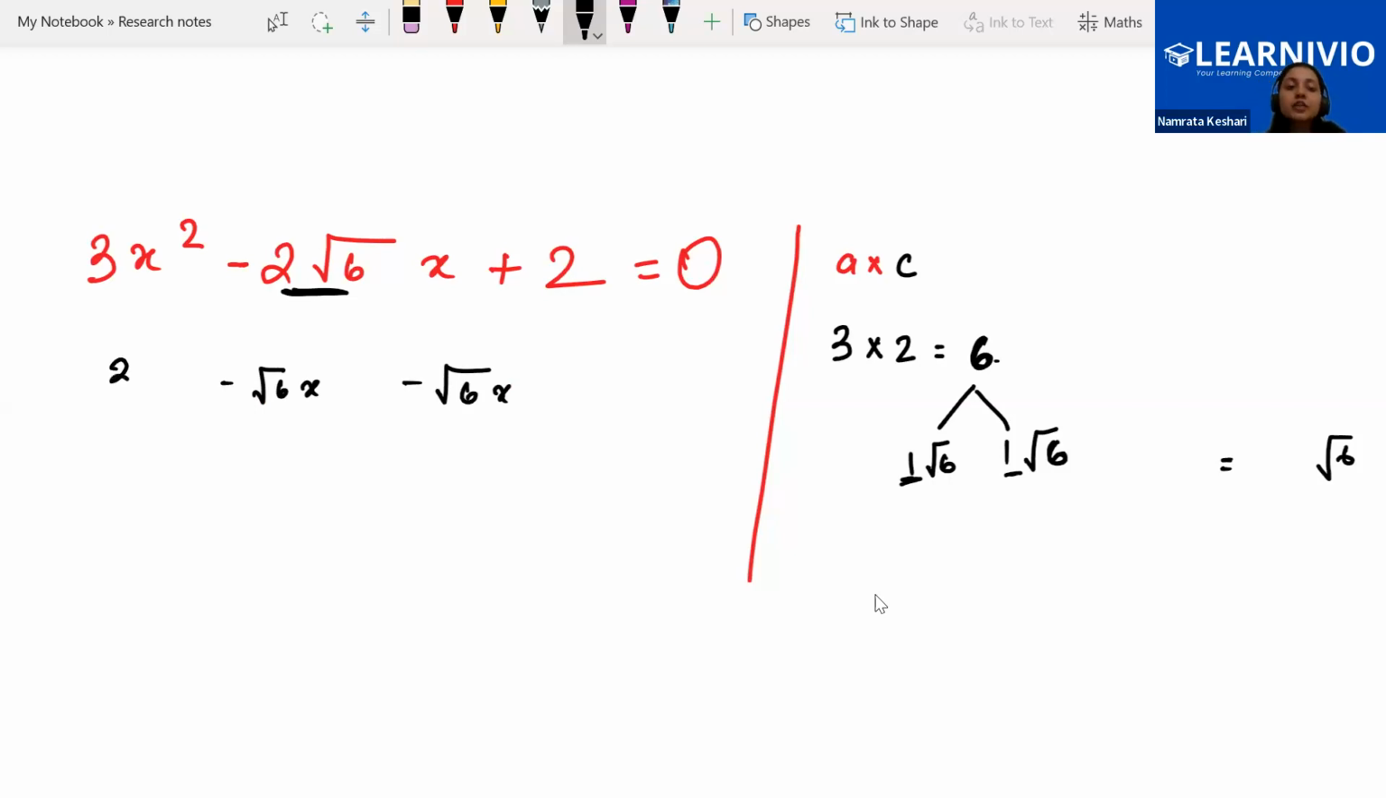Now, I was explaining to you in the previous class how to take the common factor from the first two terms and from the next two terms. Can you tell me what will be the common factor which can be taken from the first two terms?